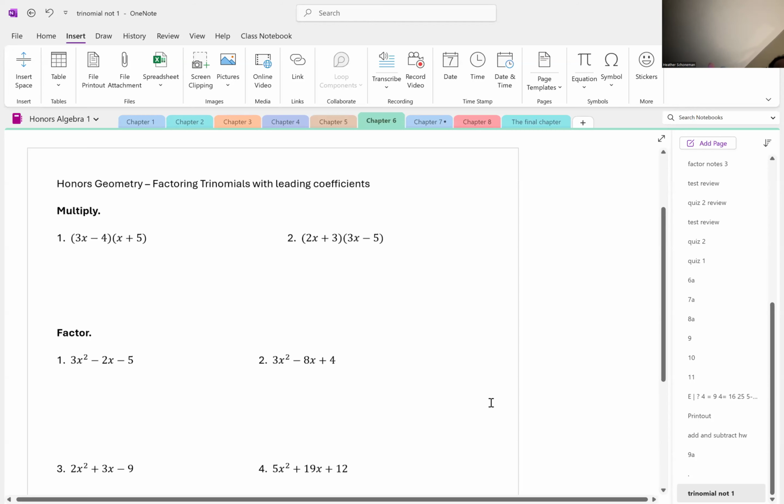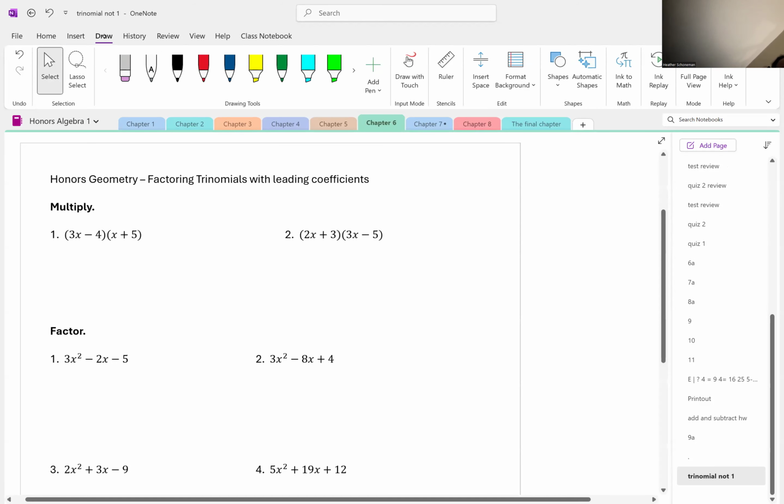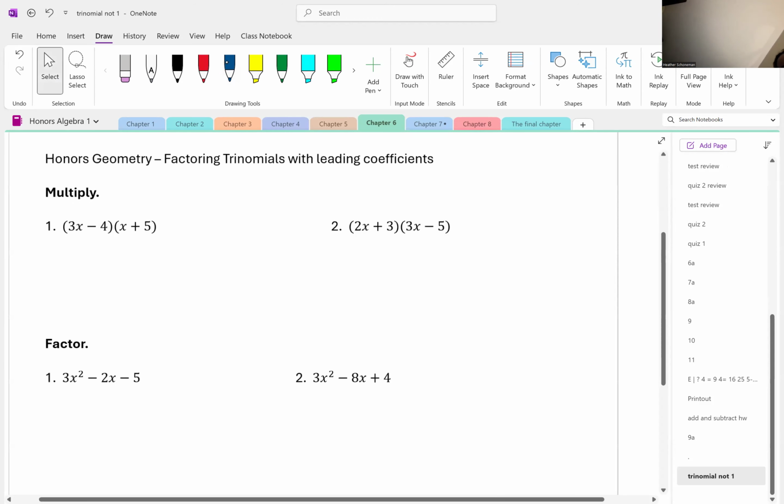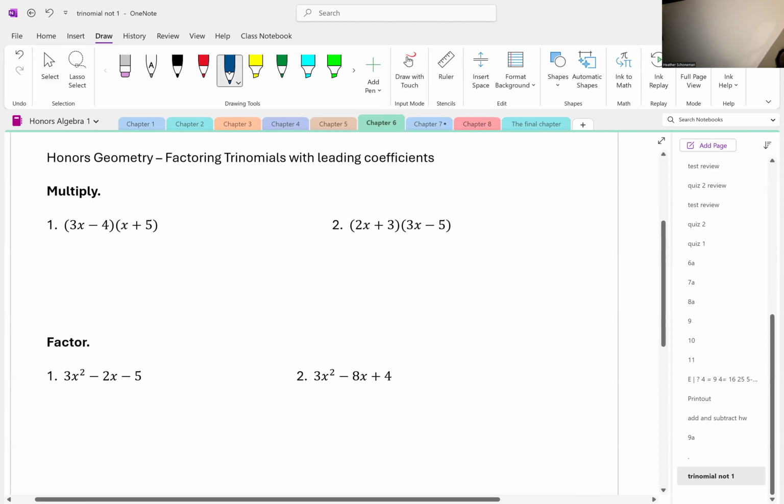Okay, we are going to talk about a type of factoring that we haven't done this school year, and maybe you learned it in middle school. I don't know, so we'll see how it goes. But before we factor, I just want to review multiplying, not because I don't think you know what to do, but I think it's helpful to think about before we factor these.